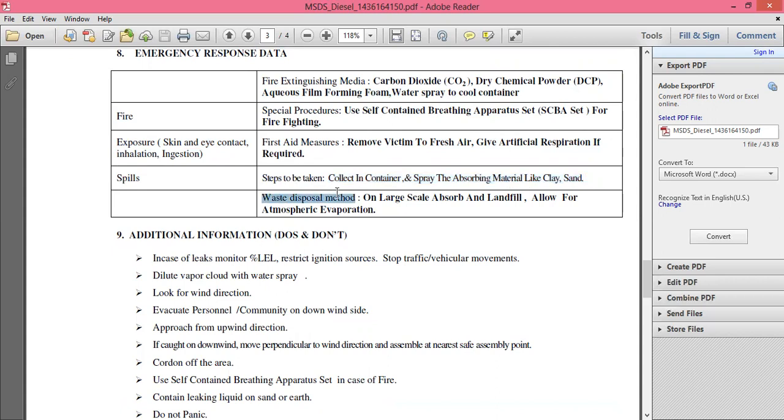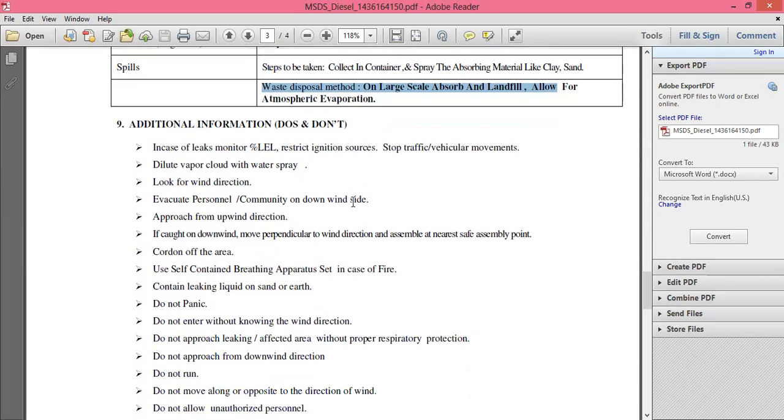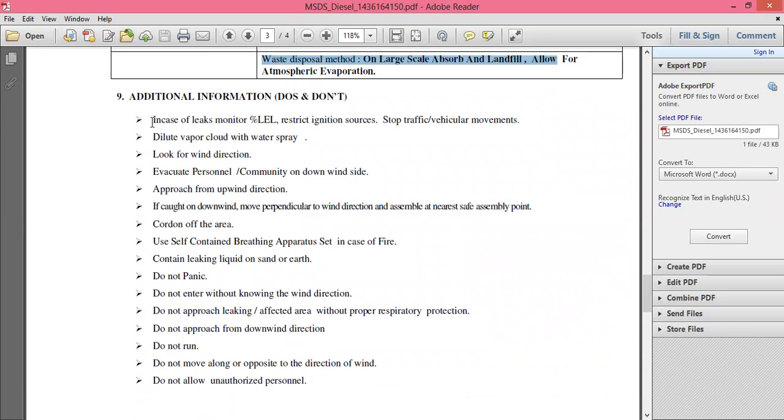The waste disposal method for this particular cargo is that on a large scale, you have to absorb and landfill, and you have to allow for atmospheric evaporation over a period of time. It is going to evaporate. Additional information, do's and don'ts for this particular cargo: in case of leaks, you have to monitor the percent LEL. You should restrict ignition sources, and you should stop traffic and vehicular movements if you're carrying it in a truck. If you're carrying it on the ship, then you don't have to stop this traffic or vehicular movements.